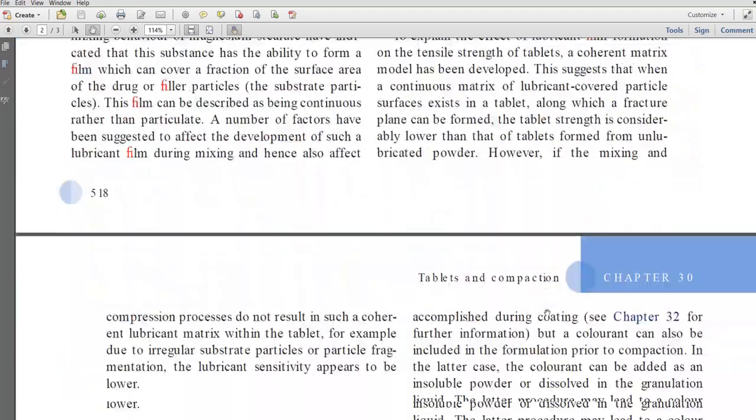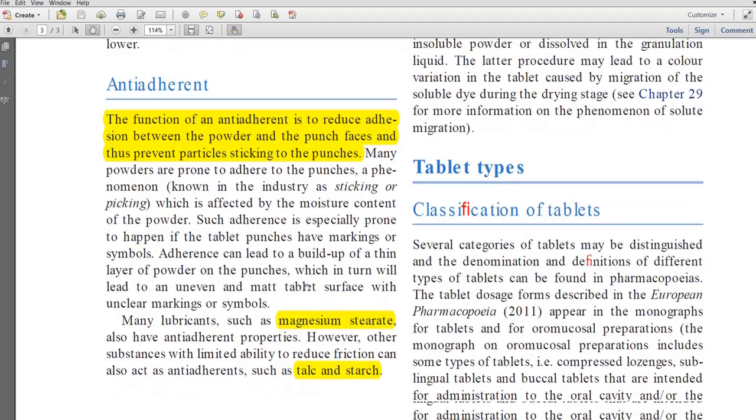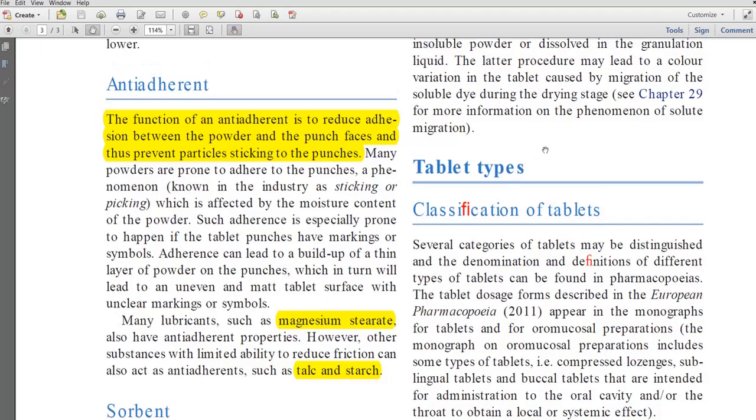Regarding the anti-adherent, this is the definition, what the function of anti-adherent is, and we have examples: magnesium stearate, talc, starch. This is a homework for you to do.